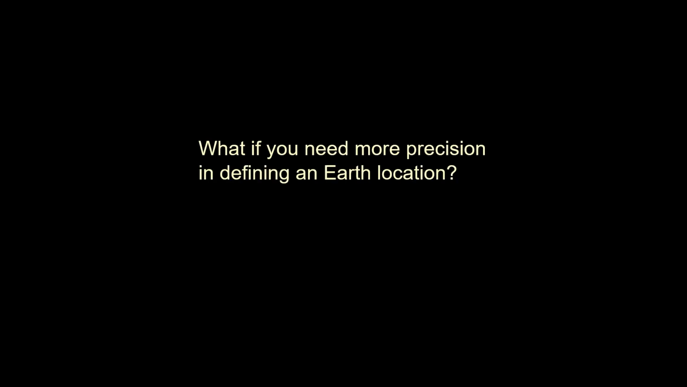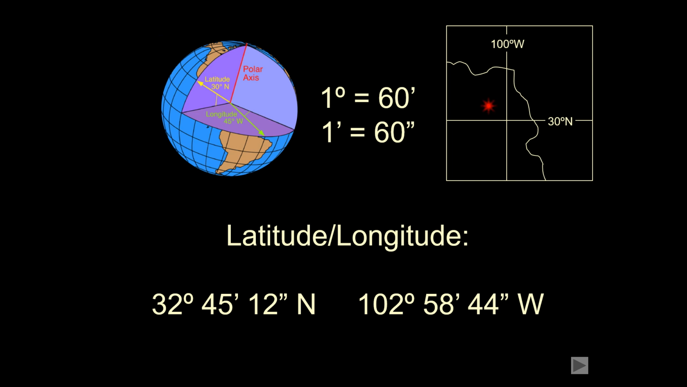So we know a little bit about latitude and longitude. What about if you need more precision in identifying an Earth location? If I just say 36 degrees north latitude, that's not very precise. We need something that would help us break up 1 degree of latitude, or longitude for that matter, into something smaller so we can represent our location on the Earth's surface with greater precision. And we do that with minutes and seconds. So 1 degree of either latitude or longitude equals 60 minutes, and 1 minute of latitude or longitude equals 60 seconds. And that's how we break it up.